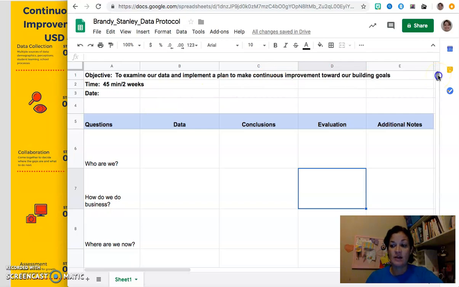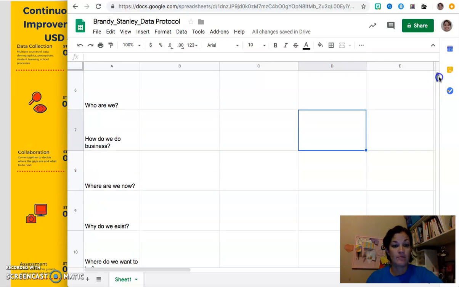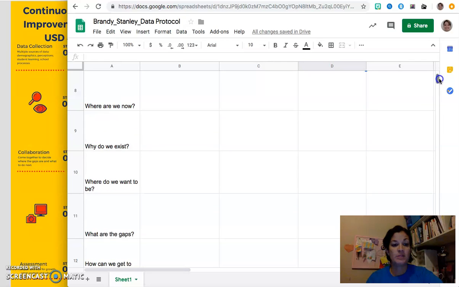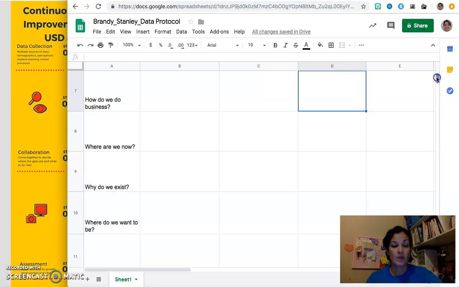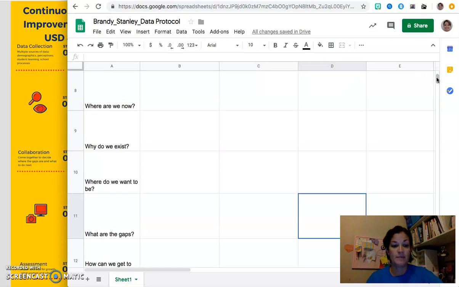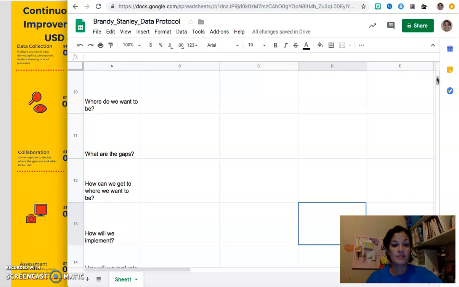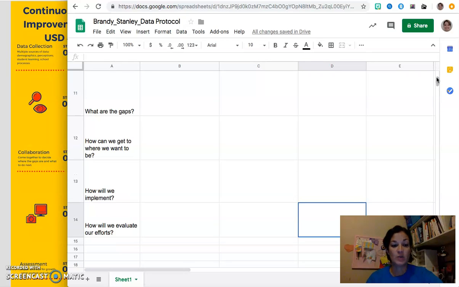And then the key questions: Who are we? How do we do business? Where are we now? Why do we exist? Where do we want to be? What are the gaps? How can we get to where we want to be? How will we implement? And how will we evaluate our efforts?